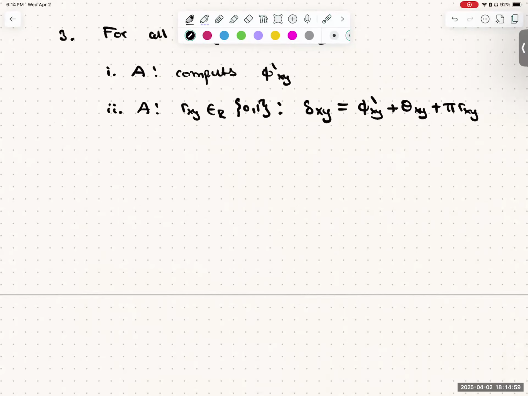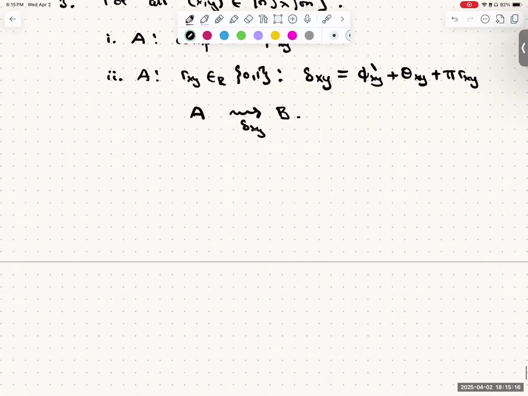Okay, so what's going to happen now? Alice sends delta_xy to Bob. Maybe different notation, but she sends something like this. Now, what's Bob going to do? Bob is going to measure in the basis plus-minus delta_xy, with the outcome m_xy.